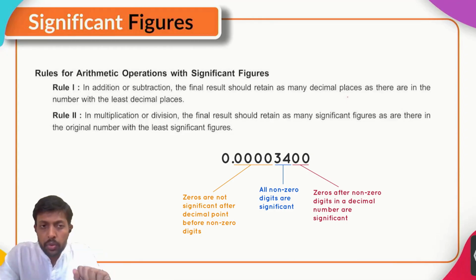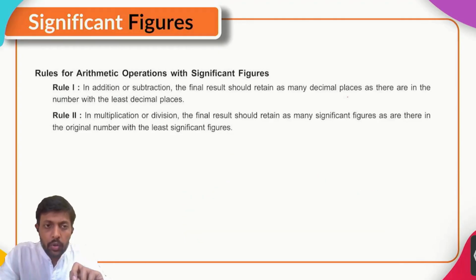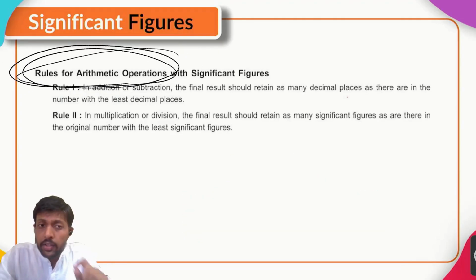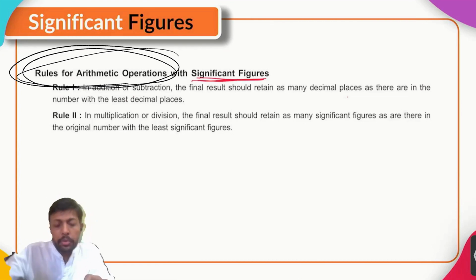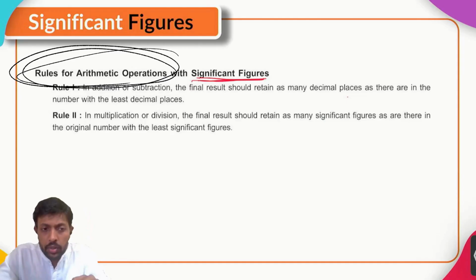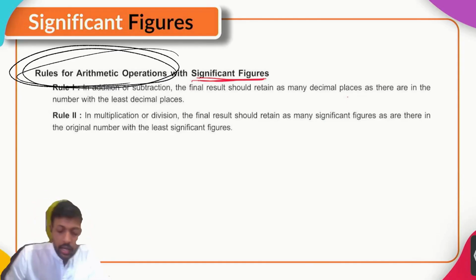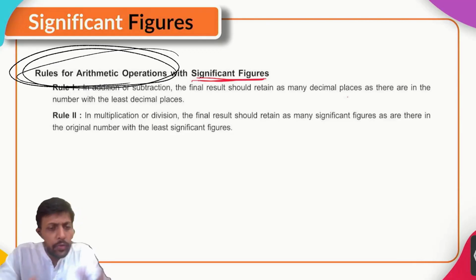Scientifically, how should we report the result? That is what we're going to look at now, the rules for arithmetic operations with significant figures. Till now, we have been doing arithmetic operations without bothering about significant figures. Not very scientific, okay? Now, there are different rules for addition and different rules for multiplication.